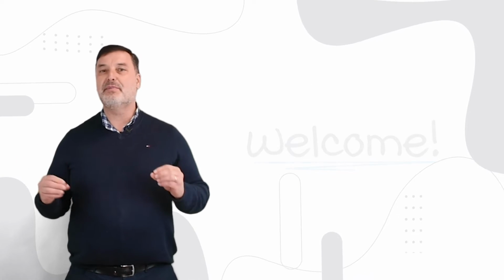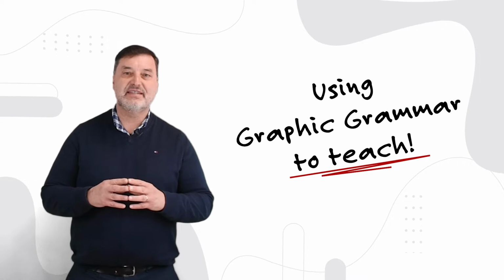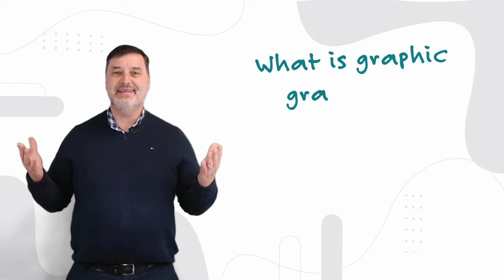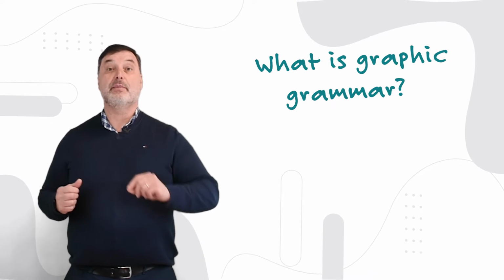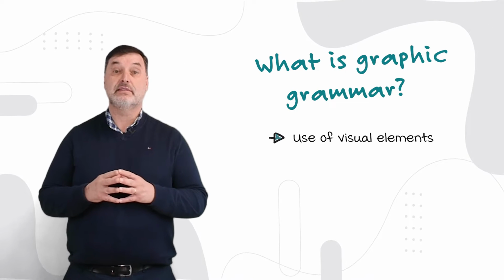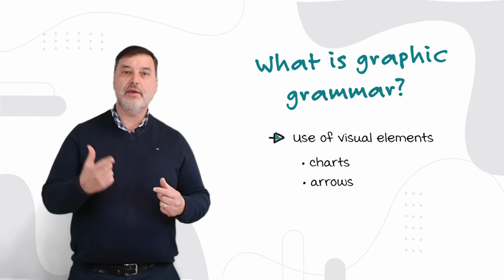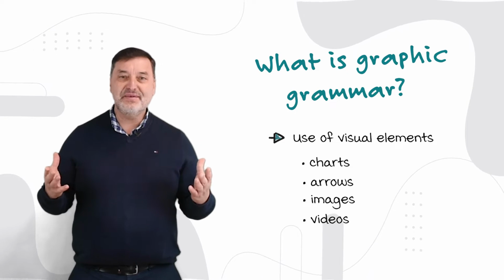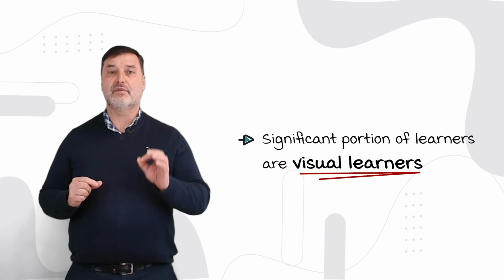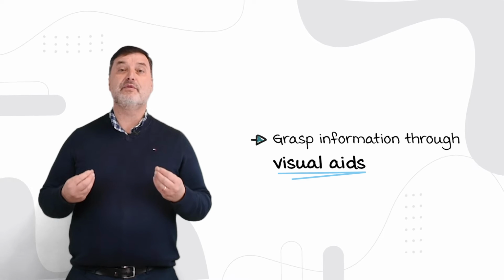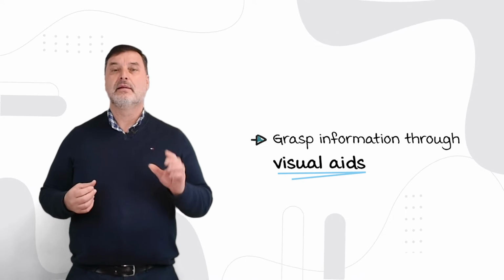Today I'm going to talk about the importance of using graphics to teach grammar. What is graphic grammar? Graphic grammar involves the use of visual elements such as charts, arrows, images, and videos to reinforce grammatical concepts. Unlike the usage of traditional grammar tables that we are used to, research indicates that a significant portion of learners are visual learners, meaning they are able to grasp information through visual aids.